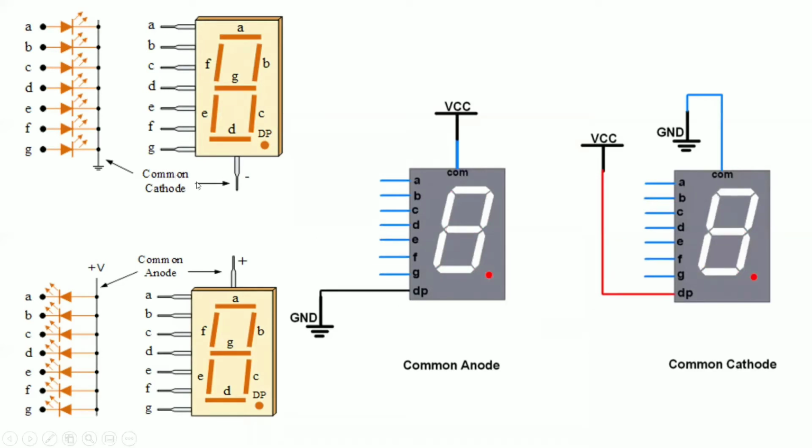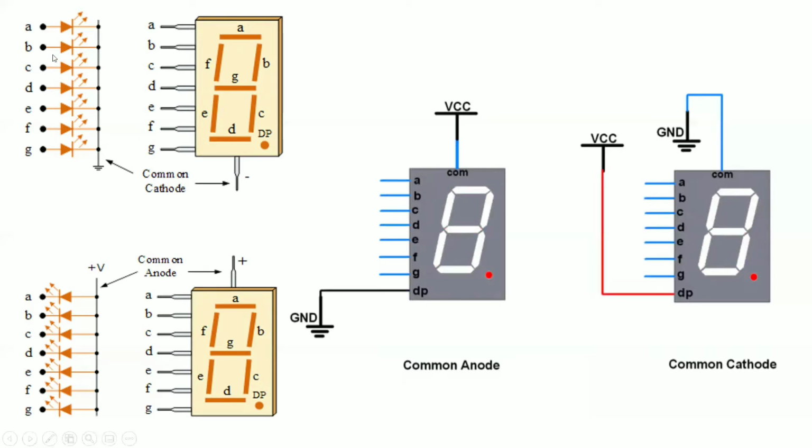As you can see in this picture, the common cathode. Whenever you see the common cathode, that means it is connected to the ground. All the negative pins of your diodes are connected to your ground.